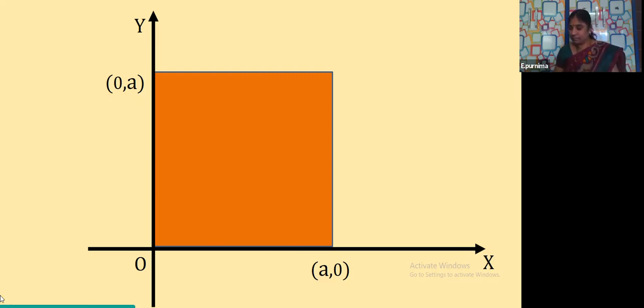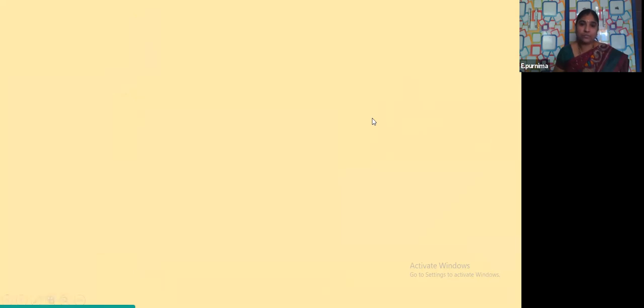It is a square. So what is the area of a square, children? Area of square is side squared. Yes or not? So what is the side here? It is a units. Nothing but a square units is the area occupied by the square. Yes or not? Now similarly, let us see one more picture.